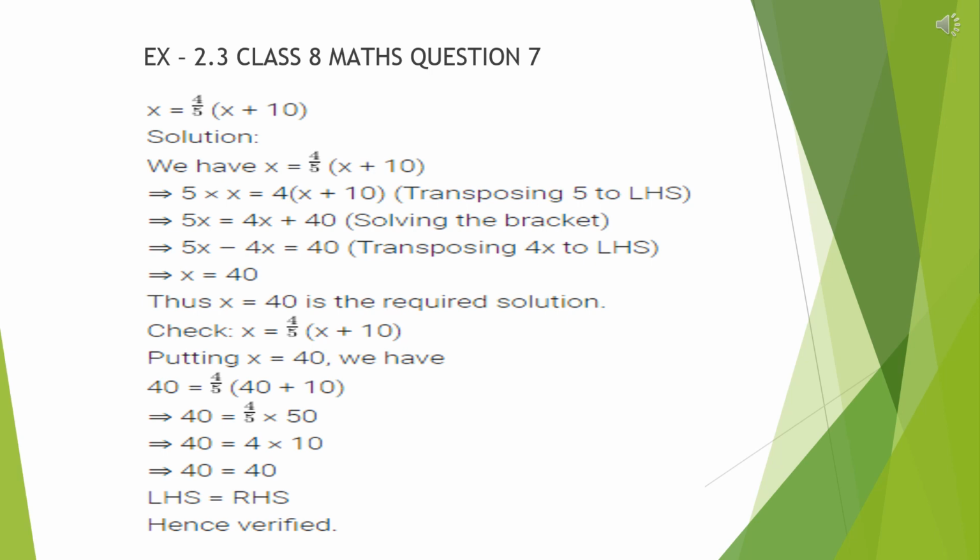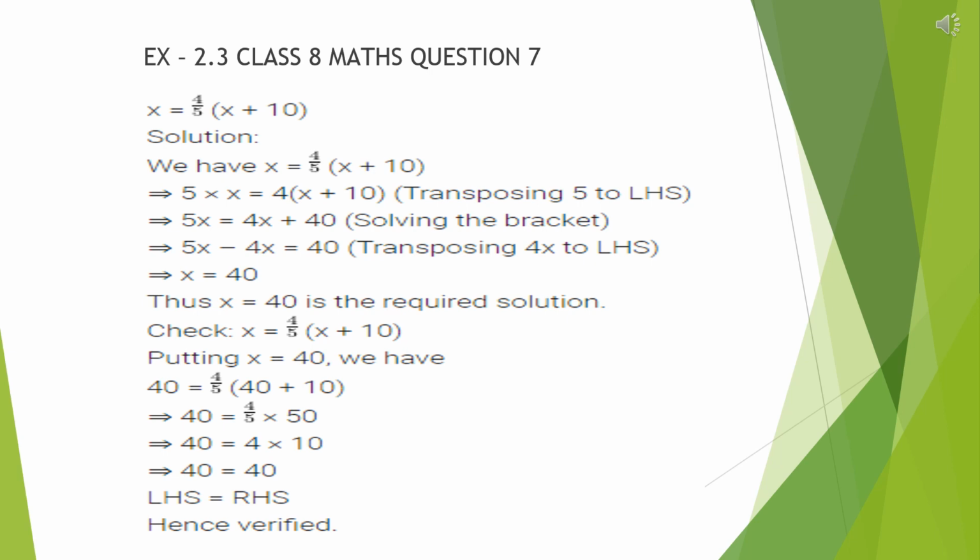Now let's continue with question 7. x = 4/5 (x + 10). In this equation we have x = 4/5 (x + 10). For solving the question, firstly we will transpose 5 to LHS. In RHS, 5 is in division, so after transposing, 5 is in multiplication. So we will get 5 into x = 4(x + 10).